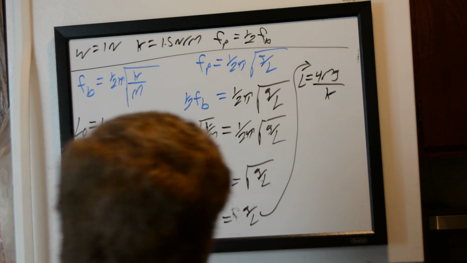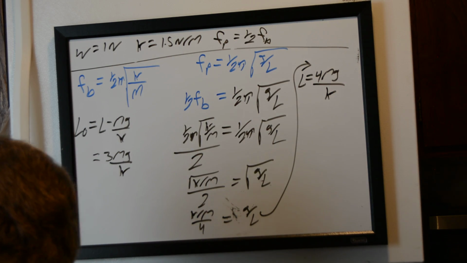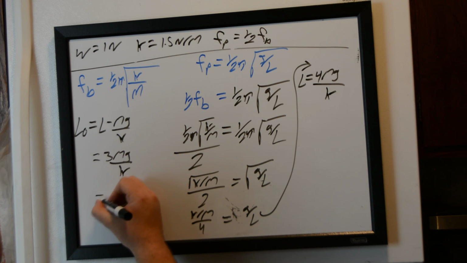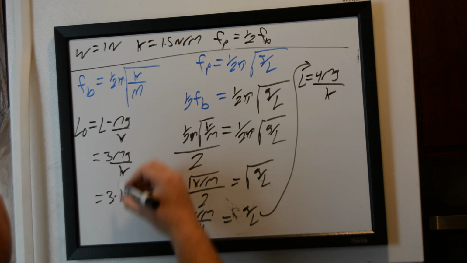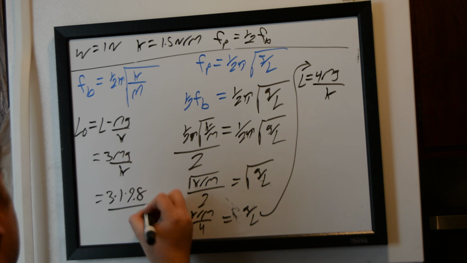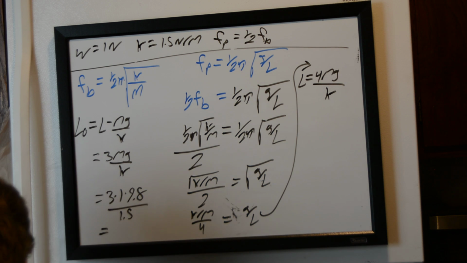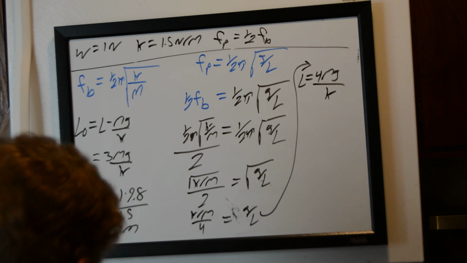So now we can just plug our known values into our little equation here. So that's going to be 3 times 1 times acceleration of gravity divided by our spring constant, and that is going to be 2 meters.